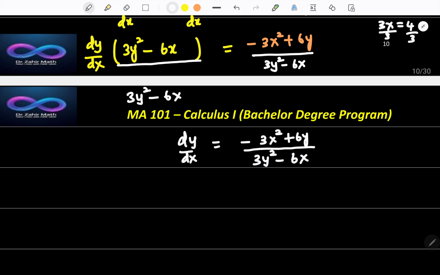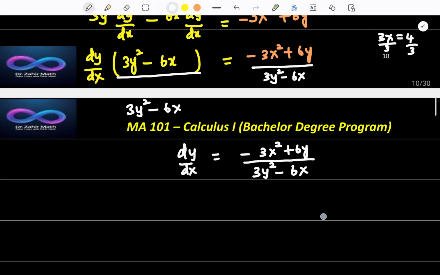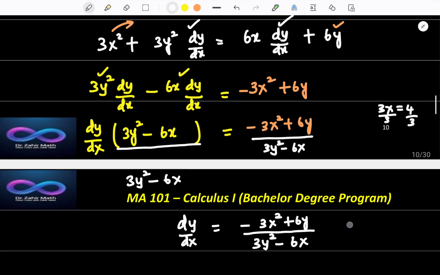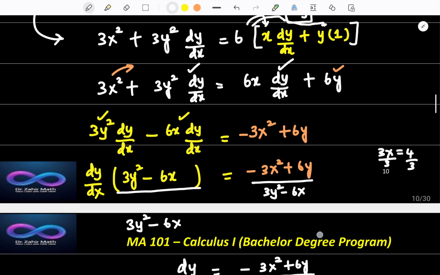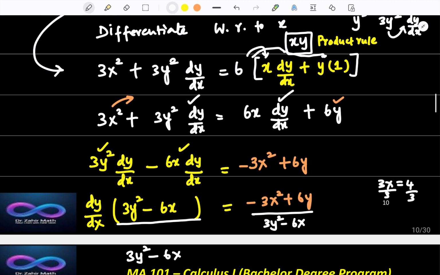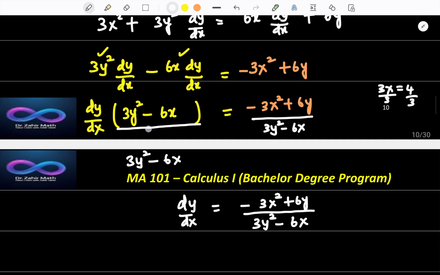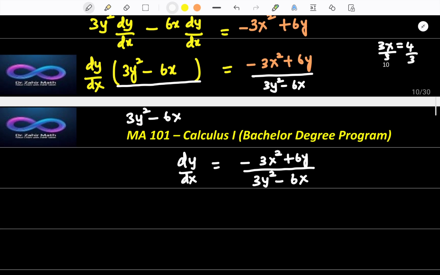Is the denominator minus 3y square or plus 3y square? One minute, I will check it out. Wait a minute. So I checked, it is plus only because there is no minus here. See, 3y square is on this side. So dy by dx is going to be this answer.